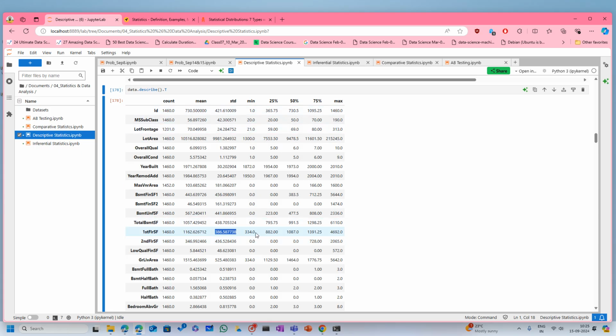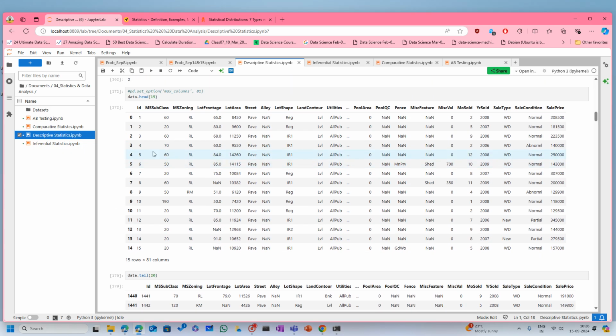And the minimum value is 334 square foot, the smallest house. 25% of those houses have 882 square foot, 50% of those houses have 1087 square foot, and 75% of those houses have 1391 square foot. The maximum value, the biggest house, has 4692 square foot on the first floor. That is what it means. This is how you understand the describe function.